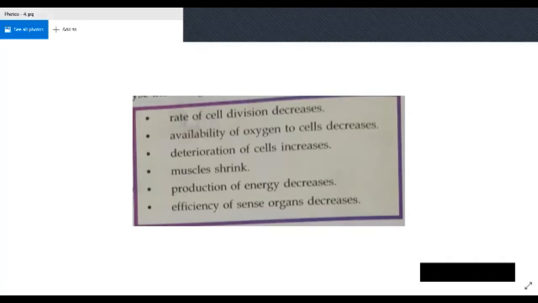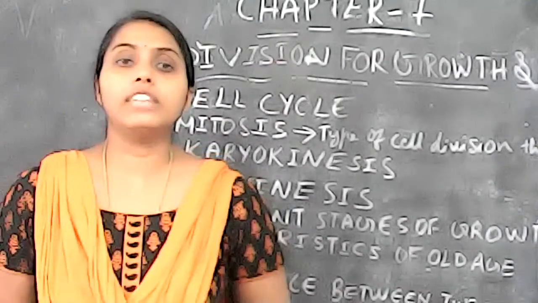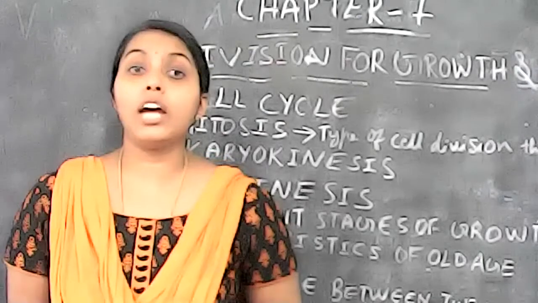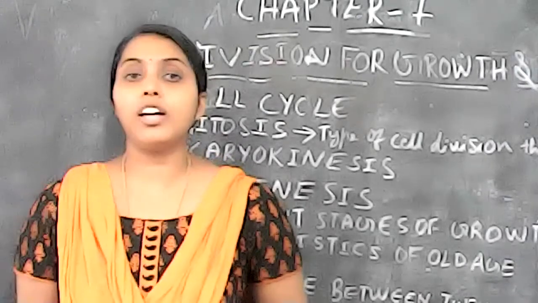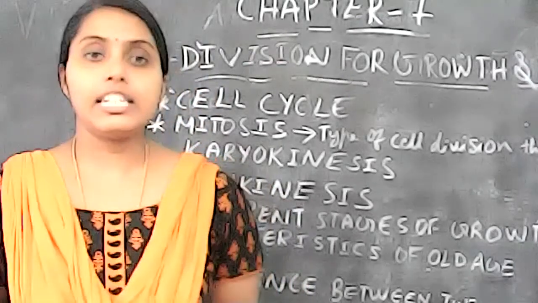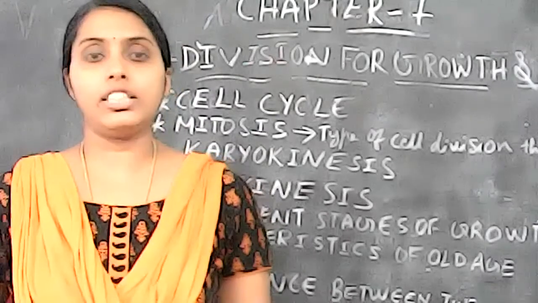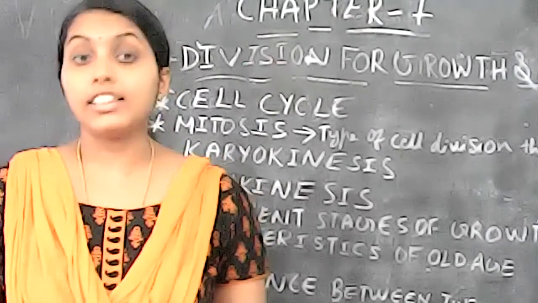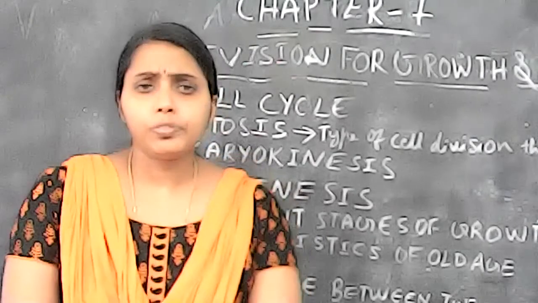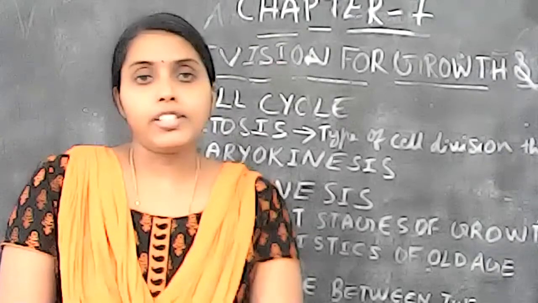These are the factors happening. These are the things that happen during the old age. During our growth time, cell division is happening in our body. But during the old age, the cell division is decreasing. And there is no further growth after the old age, is it? So old age is the last stage of our life. So we should always help the old people and respect them.